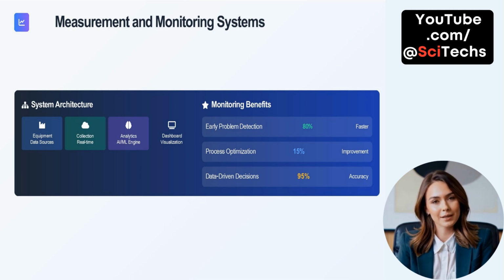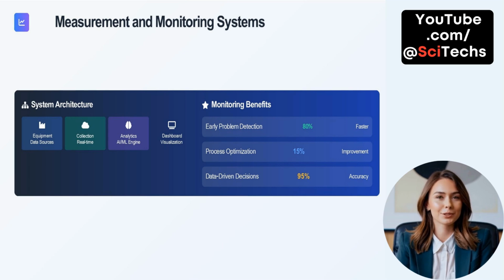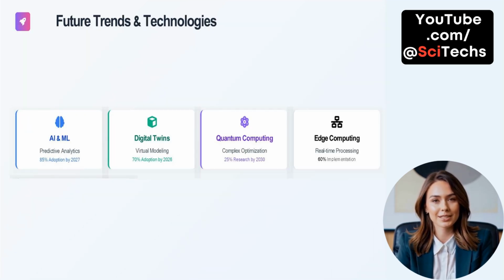On the benefit side, early problem detection is a key advantage, improving issue response speed by 80%. By catching anomalies sooner, downtime and yield loss are minimized. Process optimization is another benefit, delivering a 15% improvement through refined control strategies and tighter process windows. Finally, the system supports highly accurate, data-driven decision-making with 95% accuracy. By combining real-time monitoring, smart analytics, and clear visualization, these systems ensure manufacturing is not only efficient, but also adaptive and predictive in nature.